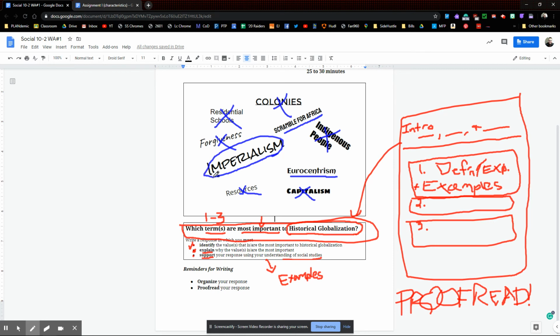In class, I will get my students to circle these and cross the other ones out. And then I'm going to put them in here. I'm going to say the most important terms to historical globalization are imperialism, Eurocentrism, and Scrabble for Africa. Imperialism is number 1, Eurocentrism is number 2, and for the 3rd paragraph, I'm going to talk about the Scrabble for Africa.